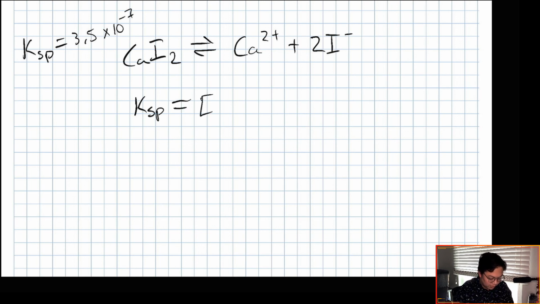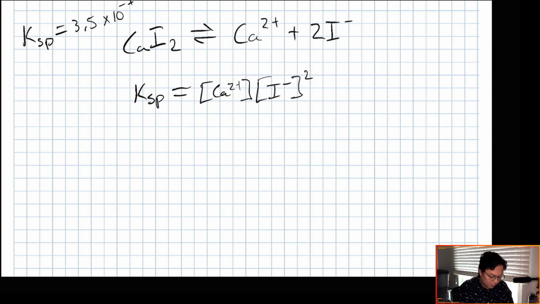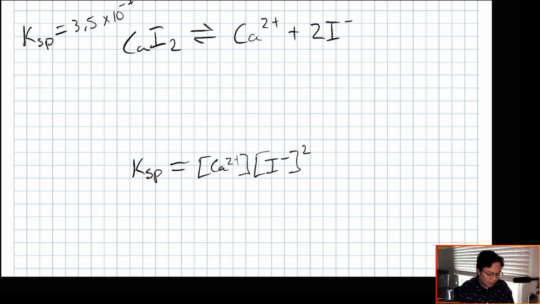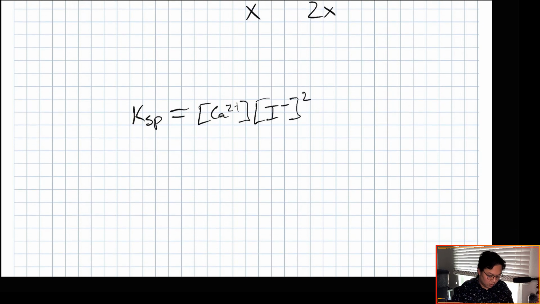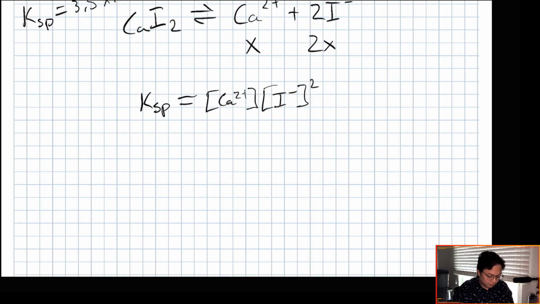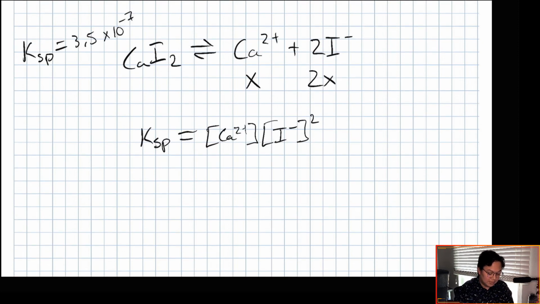But our equation, we're going to write it out the same, at least to begin with. KSP is equal to our calcium 2 plus multiplied by our I minus squared. But the key difference here is that going from calcium iodide to the calcium ion we get 1-to-1, but we're going to get twice as many iodide ions out. So what we want to do is replace our calcium with X, and replace our iodide with 2X.